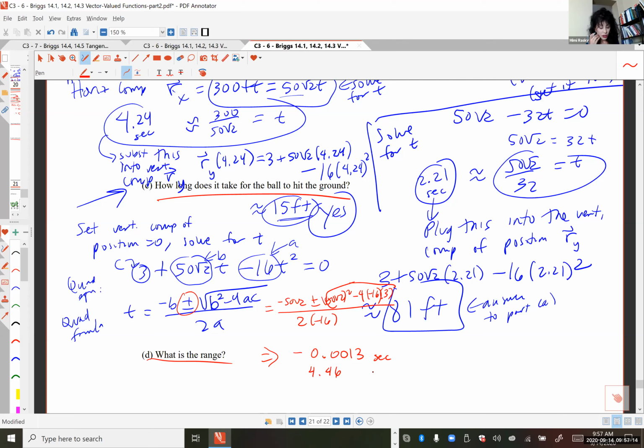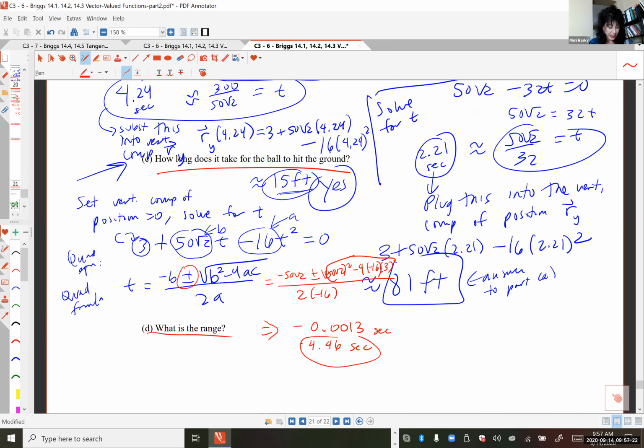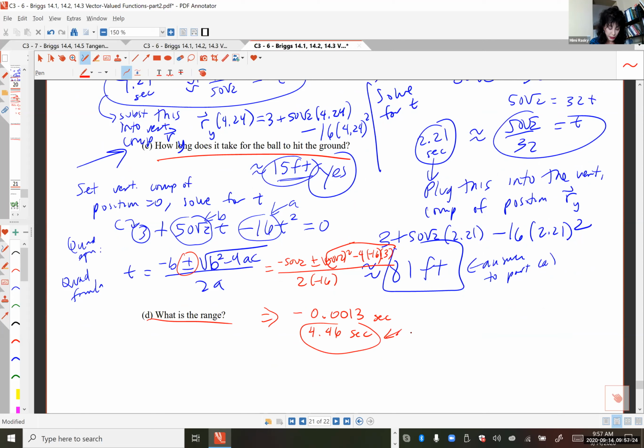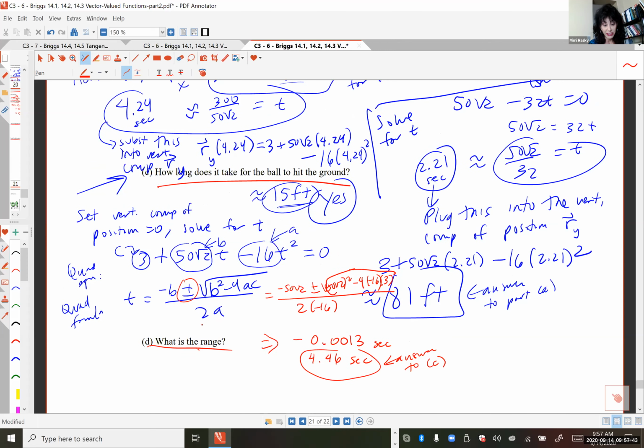Which one of those answers do you think is the correct one for letter C? Positive one. Very good, because we can't go backwards in time, at least when we're playing baseball. So that's the answer for part C, and we're almost done with this problem. Bear with me. What's the range? When the ball does actually hit the ground, how far away from home plate is it? Well, we know how long it took. It took 4.46 seconds for the ball to hit the ground. So what's the horizontal distance away?